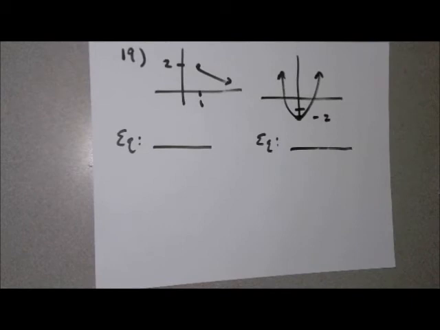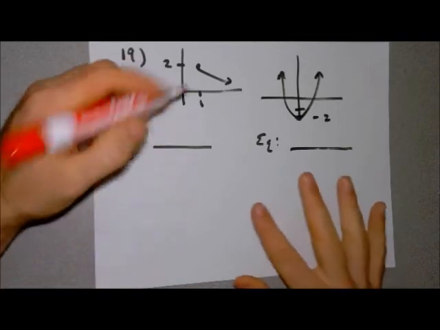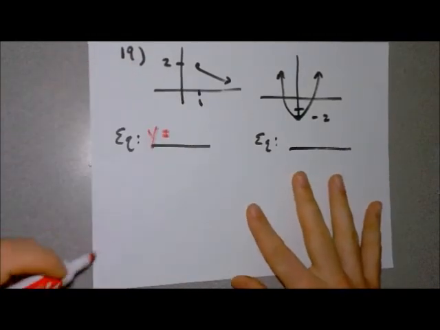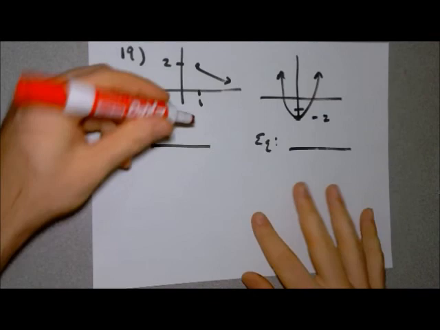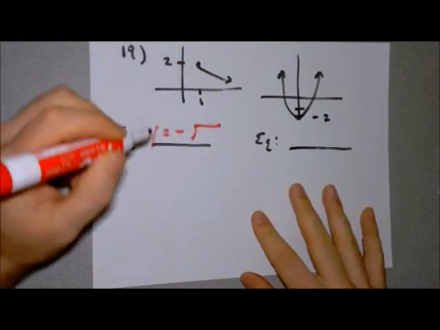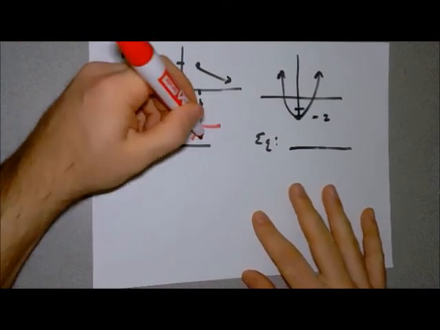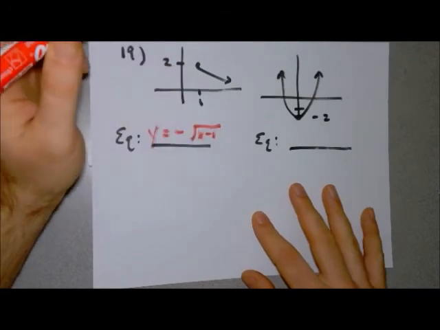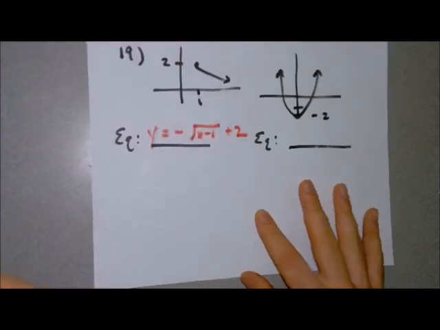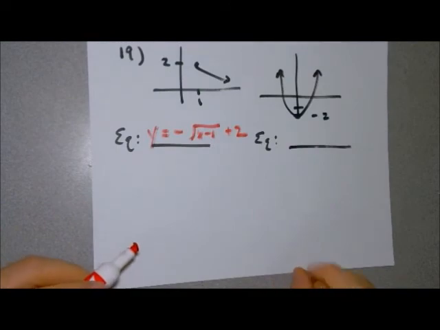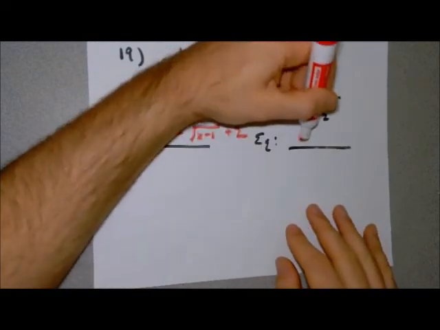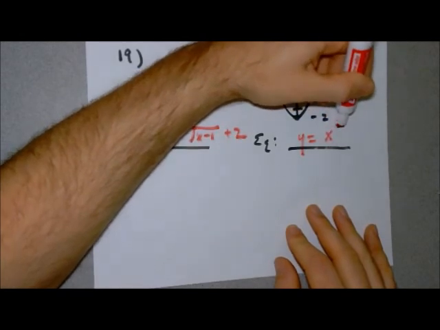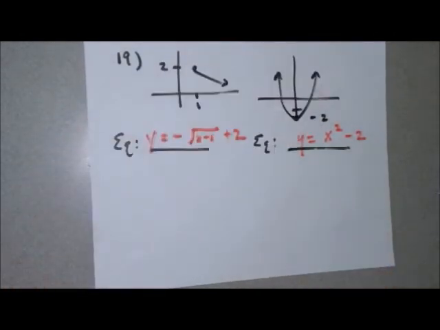For 19, you need the equation for each. For the first one, it's a radical. It's an upside down radical. So to write this, we would say y equals, it's upside down, so we need a negative out front, radical, and it's 1 to the right, so x minus 1, and then plus 2. For the second one, it's a u shifted 2 units down, so y is equal to x squared minus 2. If you want to put the x in parentheses before the squared, that would be fine, but optional when there's not a left and right shift.